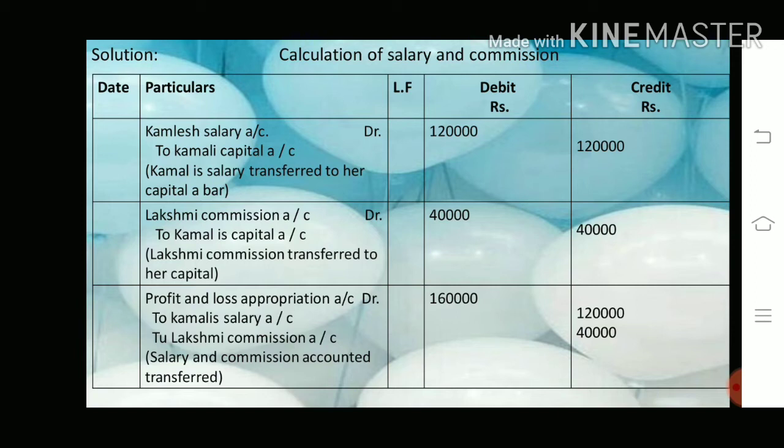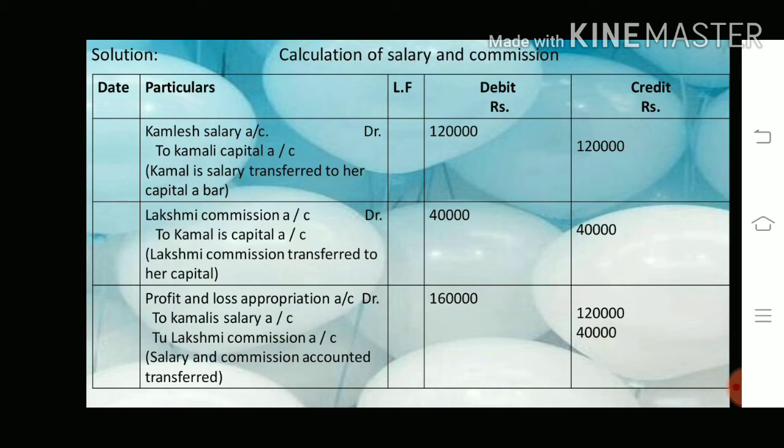So Lakshmi is, the first calculation of salary and commission of Kamali and Lakshmi. First salary to Kamali. Per month க்கு எவ்வளவு கொடுத்திருக்காங்க 10,000. So throughout the year க்கு எவ்வளவுன்னு கண்டுபிடிக்கணும் இல்லையா? So throughout the year னா 12 month in a year இல்லையா? So அவங்களுடைய salary per month க்கு 10,000, multiplied by 12. So we get totally 1,20,000 throughout the year salary to Kamali.